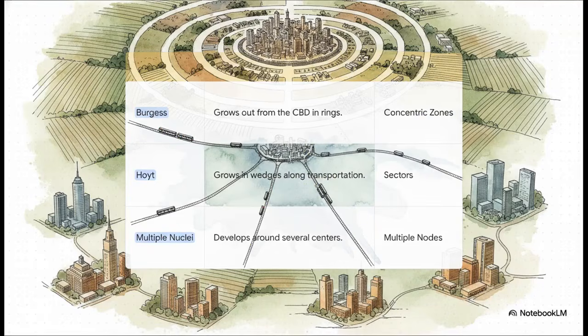Just like there are patterns for farms, there are classic models for how our cities are built. The first one, the Burgess model, imagines the city growing out in perfect rings, like a bullseye, with the downtown right in the center. Then the Hoyt model came along and said, wait a minute, it's more like slices of a pie, arguing that cities grow in wedges along things like train lines and highways. And finally, the multiple nuclei model, which is probably the most realistic for today, shows how big cities don't just have one center anymore. They have lots of different hubs for business, shopping, and living.